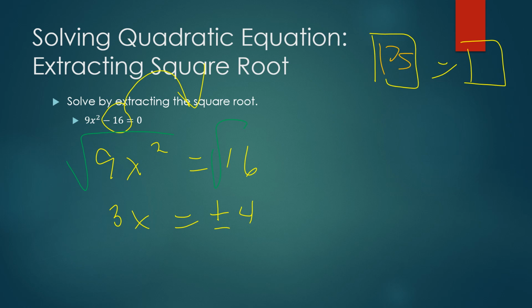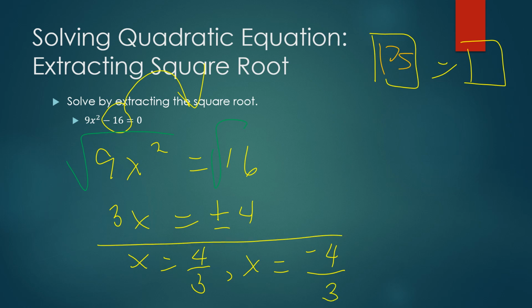But we are after the value of x. If 3x equals positive 4, then we'll have x as 4/3. If 3x equals negative 4, then we will have x equals negative 4 over 3. So these are the two solutions.